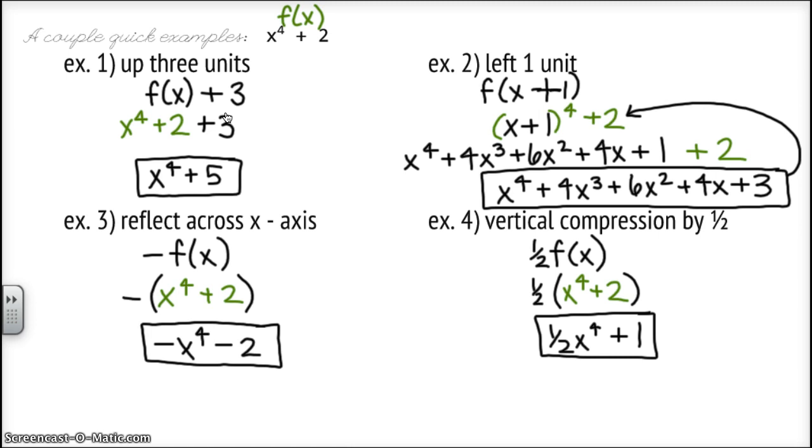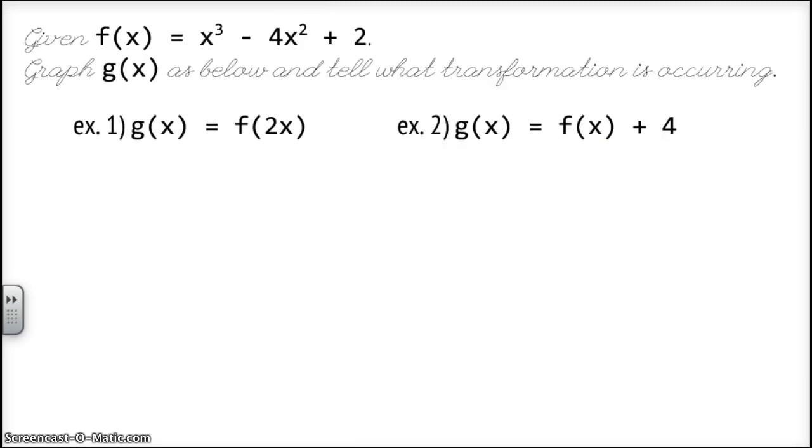Now let's look at a little bit different example with that. So we're going to take a second look at a different example. There's two other examples I want to show you real quick. And in these other two examples, you're given f of x equals x to the third minus 4x squared plus 2. And then you're given g of x, and I want you to graph g of x and tell what transformation is occurring. Okay? So in this g of x, what we've done here is we have f of 2x. Okay? So what we're going to do is we're going to take our function, and everywhere we see an x, we're going to put that 2x.